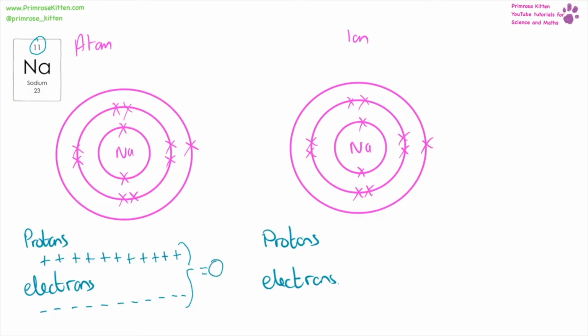However, when sodium makes an ion, this electron here goes away. So it still has the same number of protons, it's still sodium. But it's lost an electron. So it has 1 more proton than it has an electron, meaning this is going to have an overall positive charge.